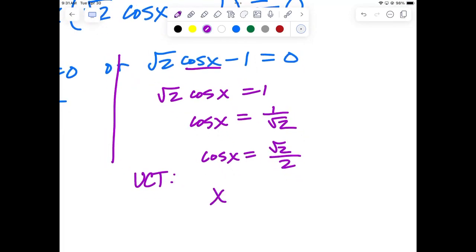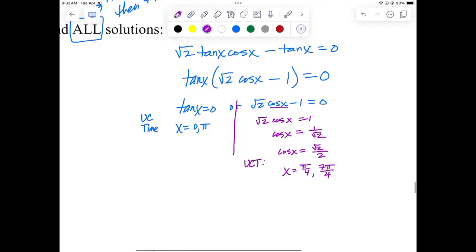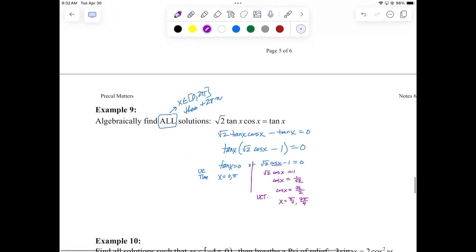Where within one positive rotation is cosine equal to square root of 2 over 2? Pi fourths, and what's the other one? 7 pi fourths. Good, quadrant 4. So notice I have 4 solutions within one rotation. 4 solutions within one rotation. I wanted all the solutions, right?